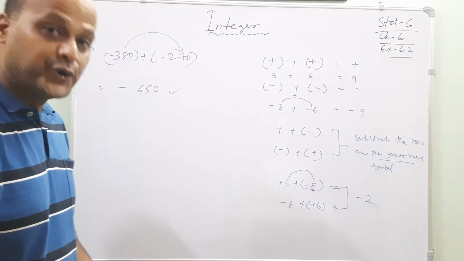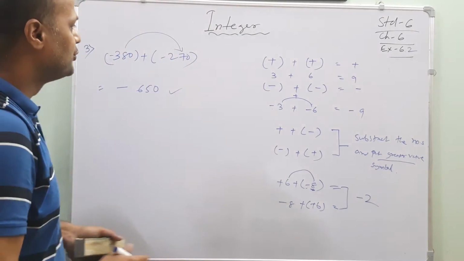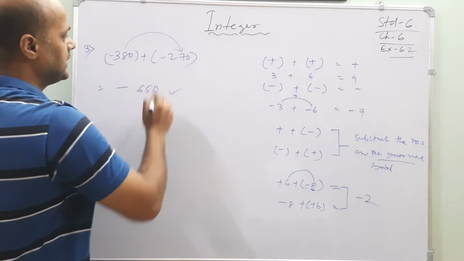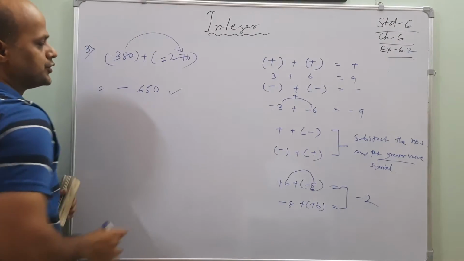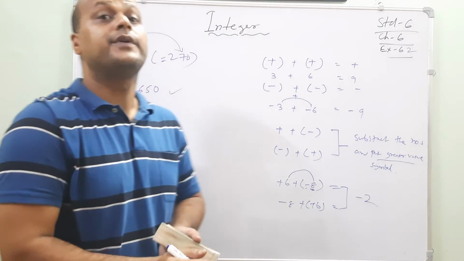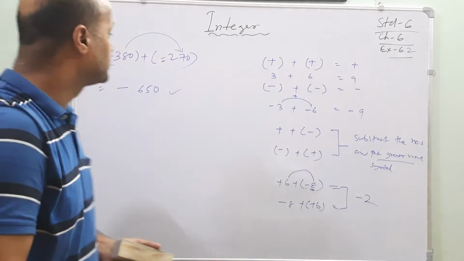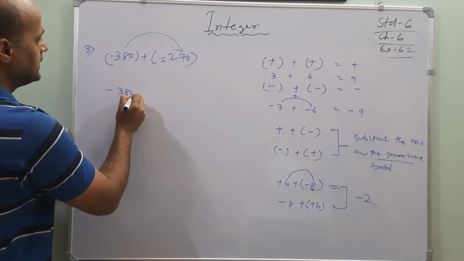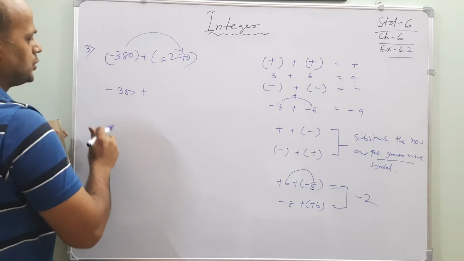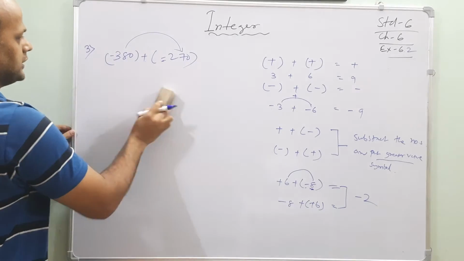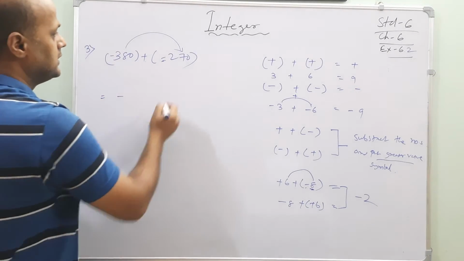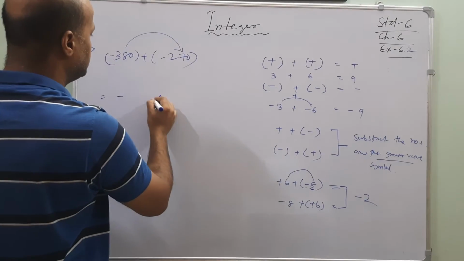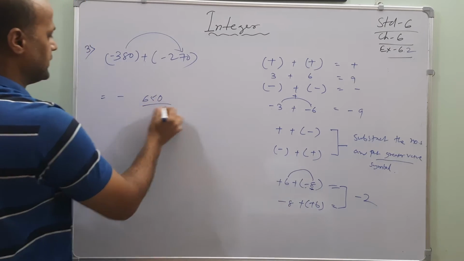Okay. In your book it is there. In your book it is there. Change this negative into positive. What is the additive inverse of 270? In your book it is there, but okay, leave it. You can remember this one only. Okay? Minus how much it came? 650. This is the answer.